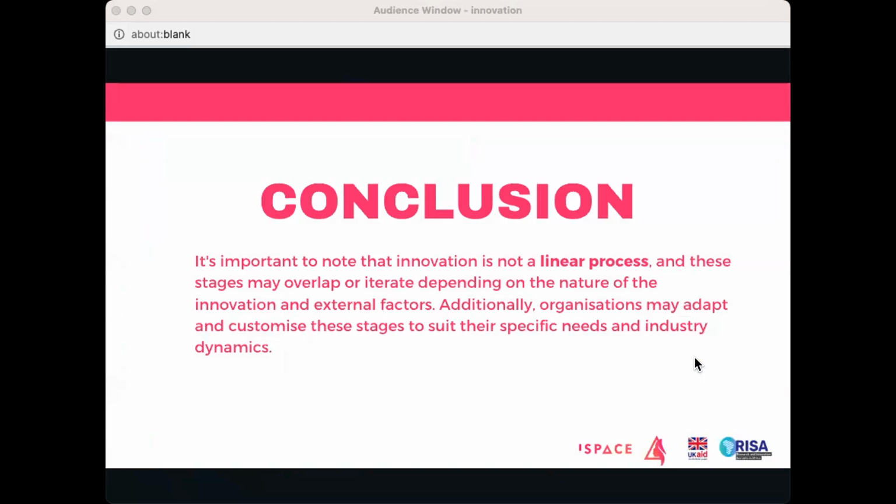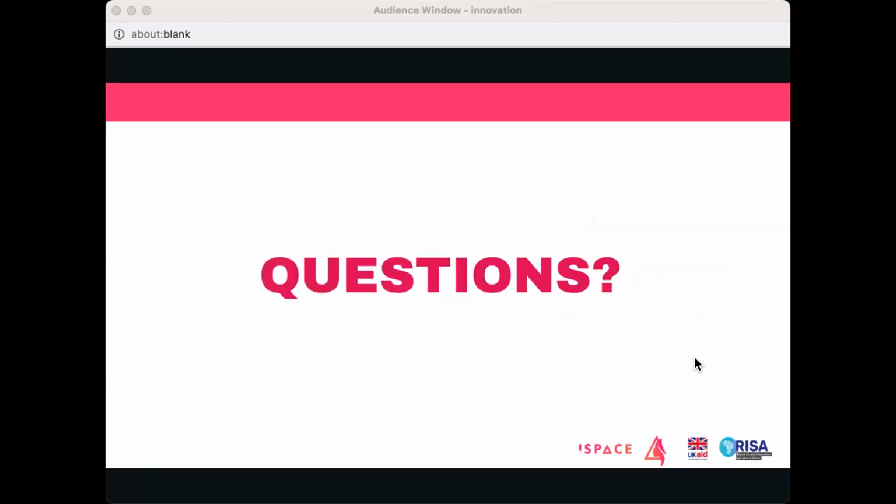Then we looked at the conclusion saying that innovation is not linear. It's something that you have to be very, very aware of. It's not linear. It's just all over the place. They overlap. But the most important thing is you have to follow the steps of innovation. So with that said, sincere apologies for the technical side, and I hope I've been able to cover the thing.